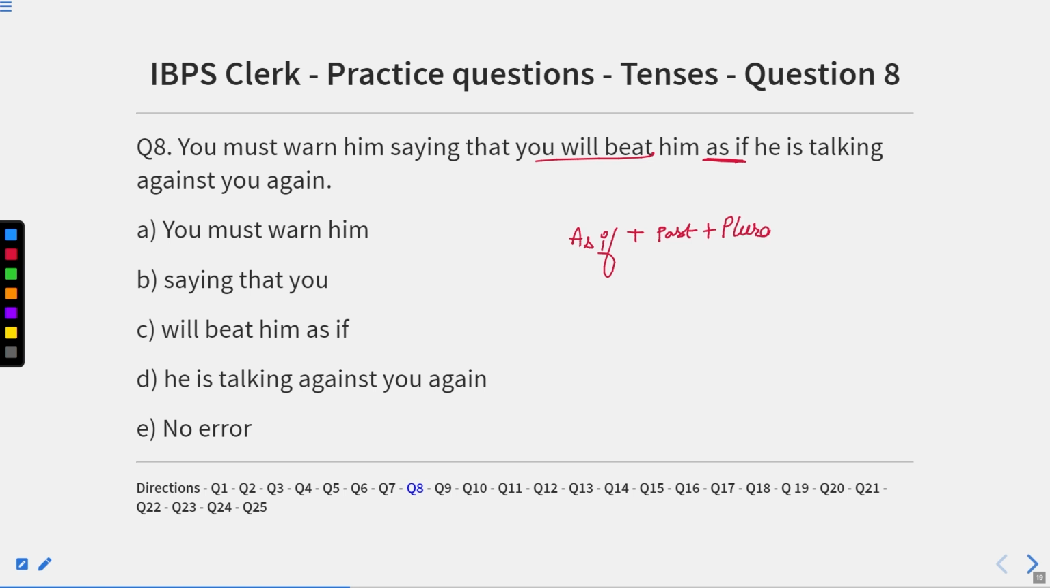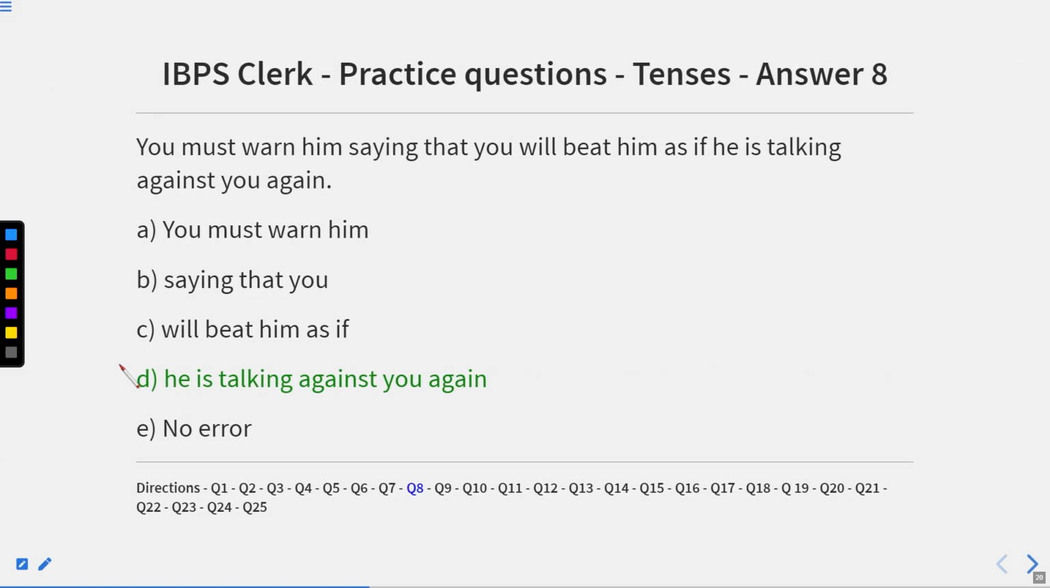So if you see this, he is talking against you again. Now he is not talking, you are just warning him that if he talks again. So we can write if he talks or talked against you again. As if is written, so we have to write the past form. So talking should be replaced with talked just because of the word as if. We could write talks as well, but because as if is always followed by the past plural form, the answer is in part D.